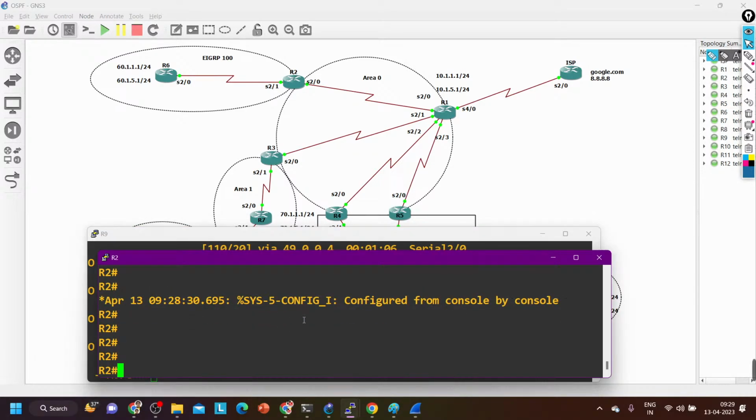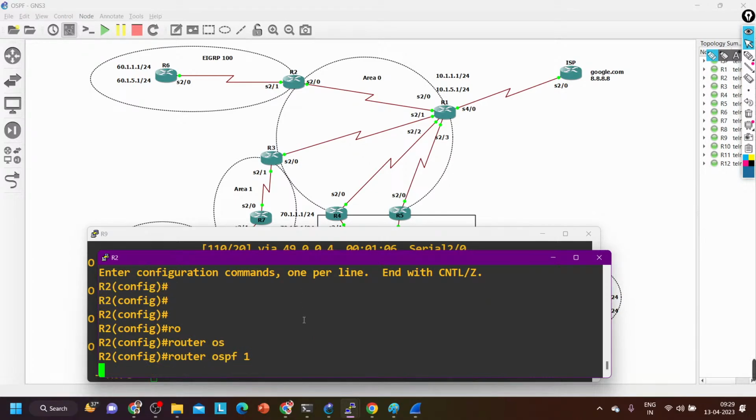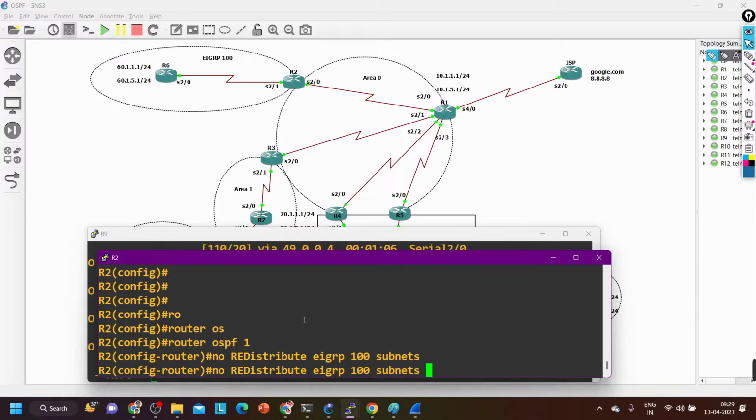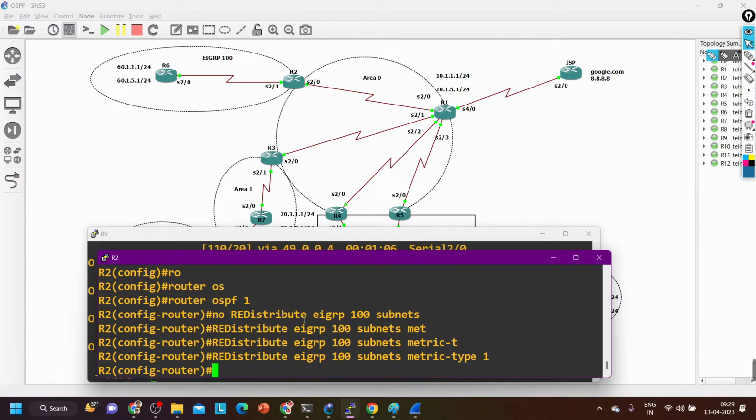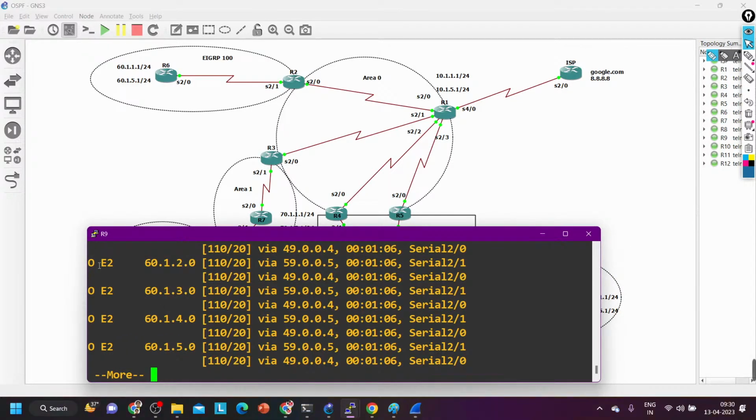So if I want to change it, I can change it. Go to router OSPF 1 again and say no redistribute EIGRP 100. And here I am going to say redistribute EIGRP 100 subnet, and here I can change the metric type, yes or no. So say metric type 1. Done. Now router 1 will start receiving these prefixes with E1.